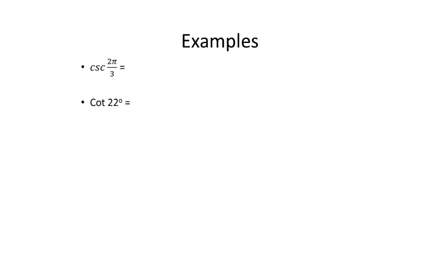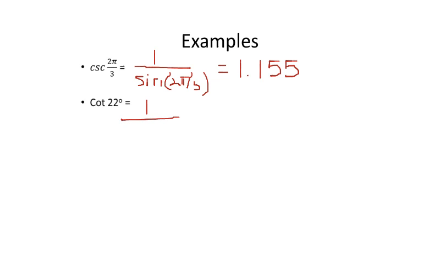Cosecant of theta is 1 over the sine of theta, so you'll type into your calculator 1 over the sine of 2 pi over 3. And when you press enter, your mode should be in radians for this. You'll get 1.155. And then cotangent of 22 degrees, make sure your mode is in degrees. And then 1 divided by tangent of 22. And you get 2.475.